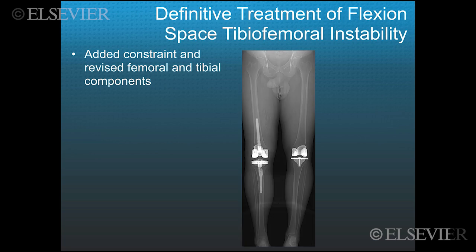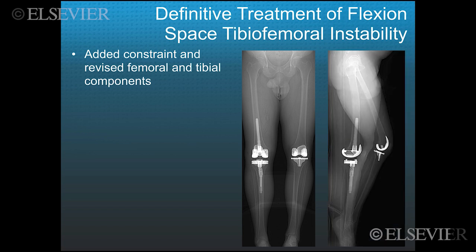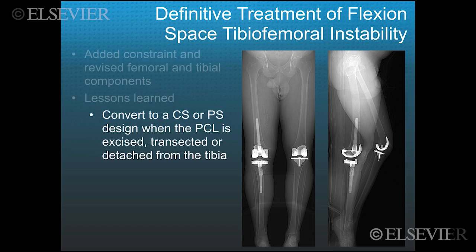And I should have, and probably could have, reduced this risk if I had a PS insert and a femoral component back at the index procedure. So this has been a stable thing and he could get back to work. So what did I learn?